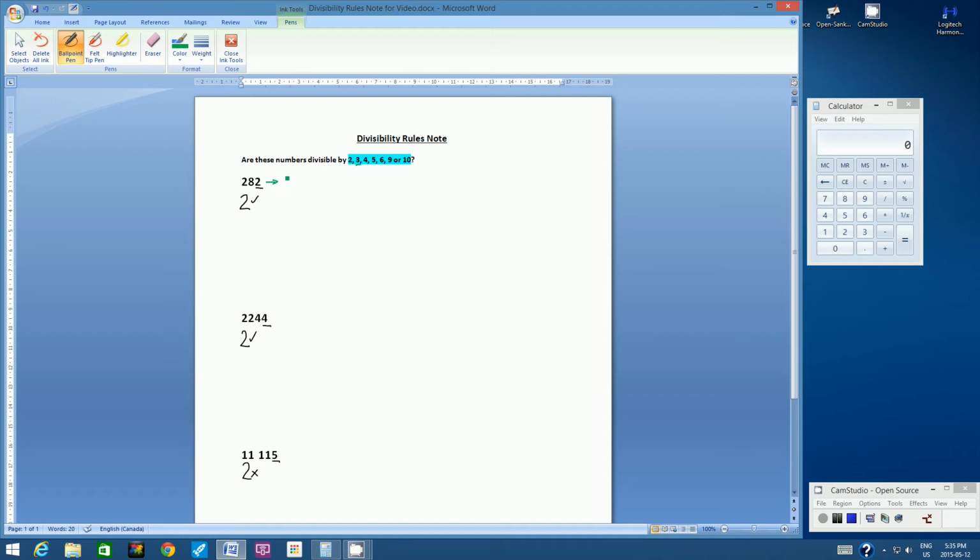I'm going to use green for this. So 2 plus 8 plus 2. I can do mental math. 2 plus 8 is 10. 10 plus 2 is 12. So I've added up all of the numbers in that number to get a sum of 12. Now, is 12 divisible by 3? In other words, if we divide that number by 3, do we get a whole number? Yes, we do. We get a whole number of 4. So that means that 282 is divisible by 3.